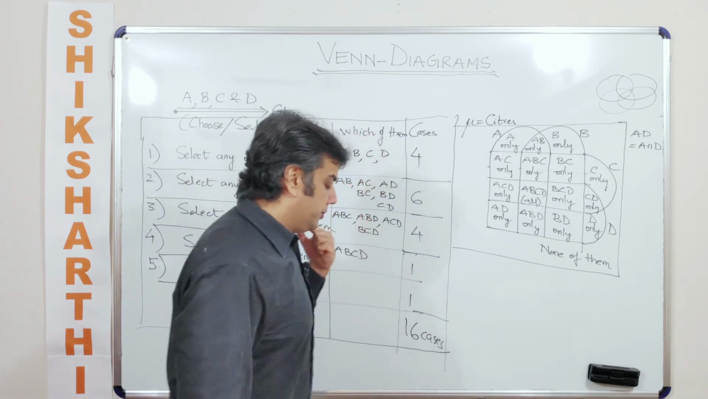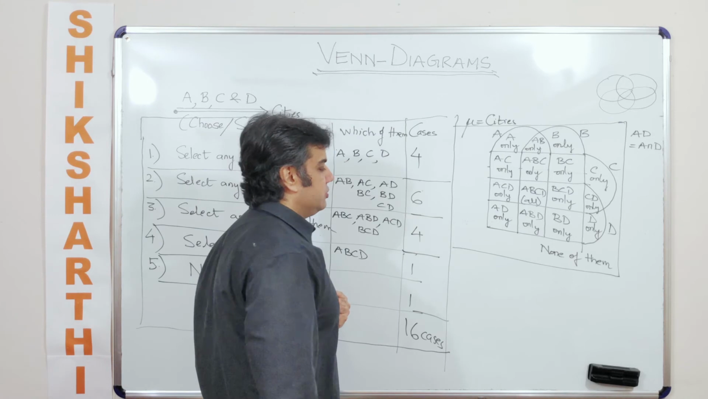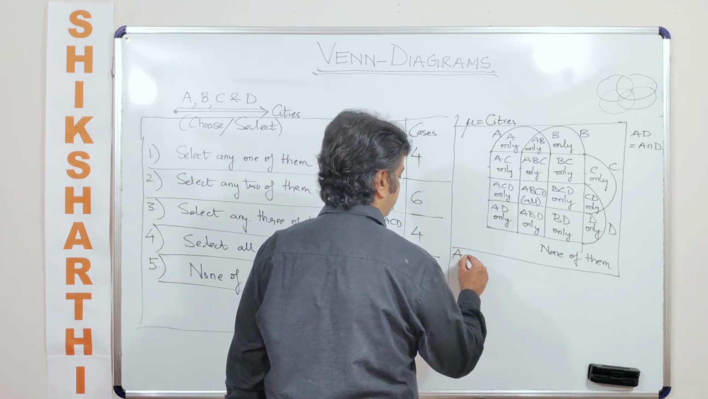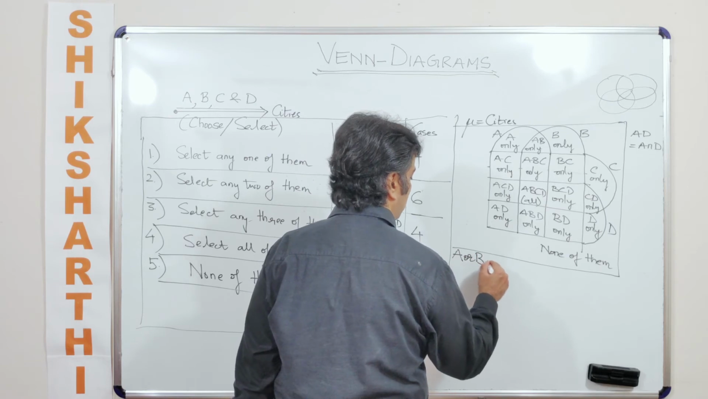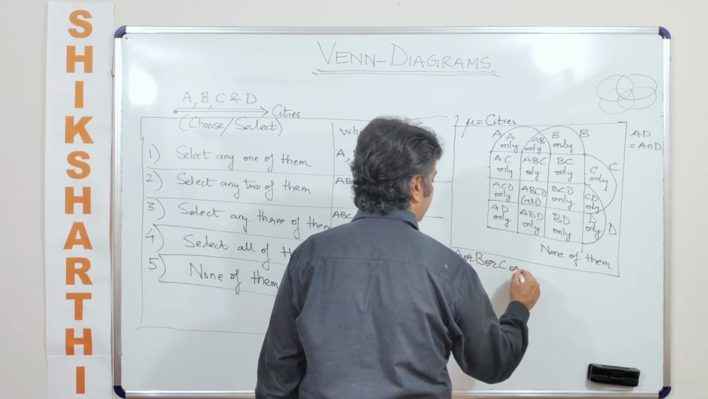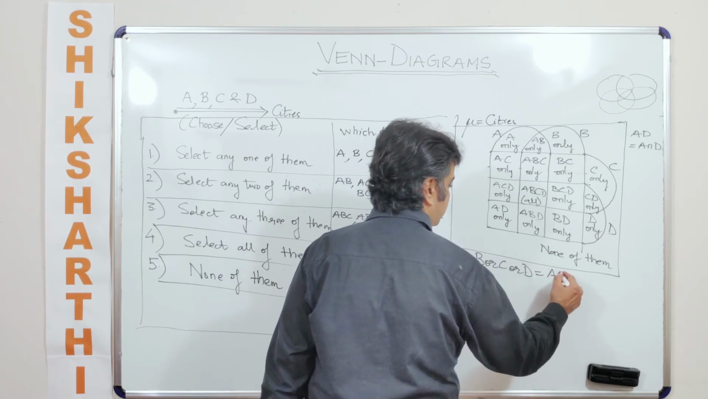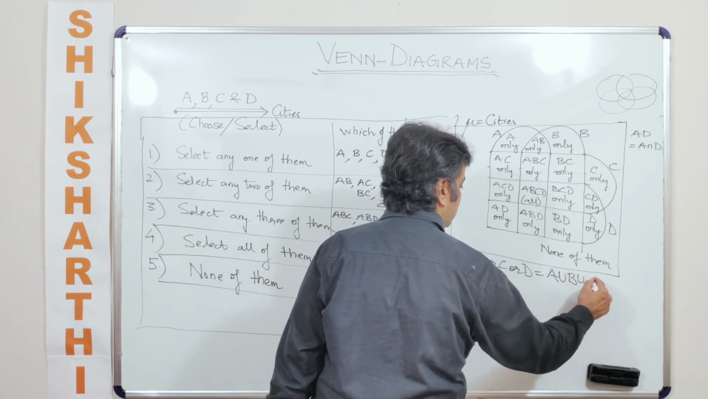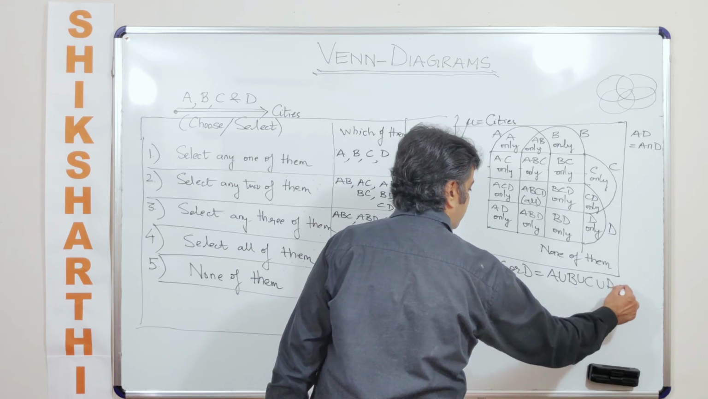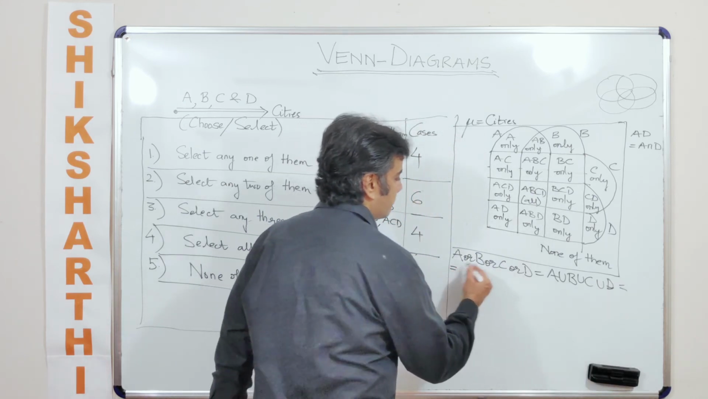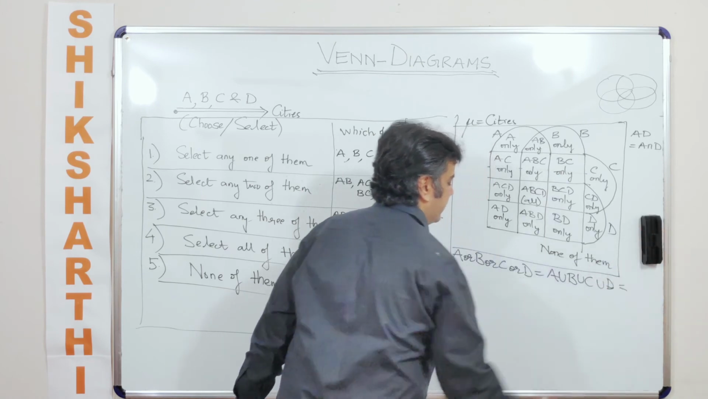Okay. The next and maybe the last thing which arises here is, what is the definition of A or B or C or D? So if you recollect my earlier videos, OR represents union. So A union B, union C, union D is represented by a formula. So we can just work out the formula here.